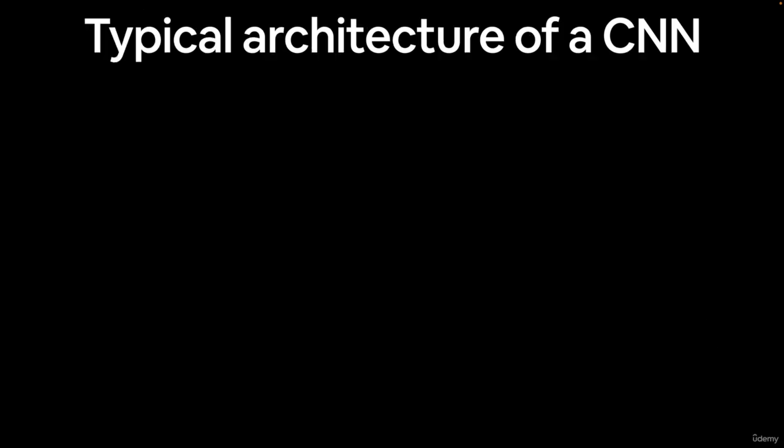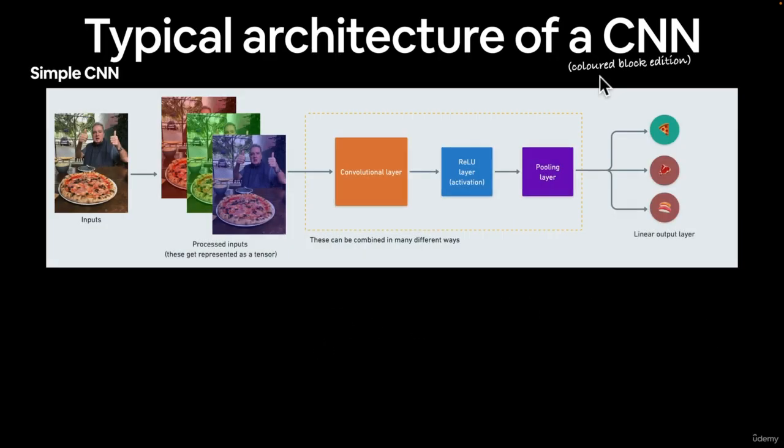If we want to visualize a CNN in a colored block edition, we're going to code this out in a minute, so don't worry too much. We have a simple CNN. You might have an input, which could be this image of my dad eating some pizza with 2 thumbs up. We're going to pre-process that input, in other words, turn it into a tensor in red, green, and blue for an image. Then we pass it through a combination of convolutional layers, ReLU layers, and pooling layers.